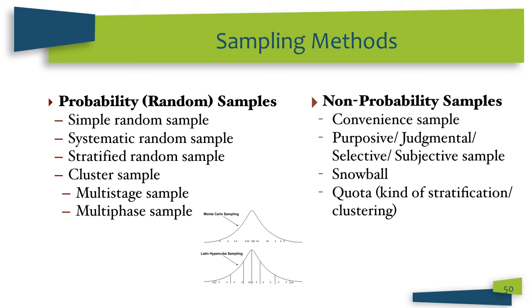Then is the stratified random sample. If you look at the diagram at the bottom of the slide, the concept of stratification is that you divide your target population into sections, and within those sections you then do simple or systematic random sampling. Then cluster sampling, it is pretty much another version of stratified sampling.